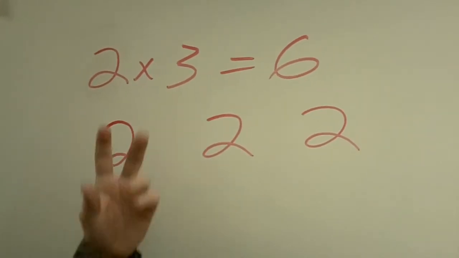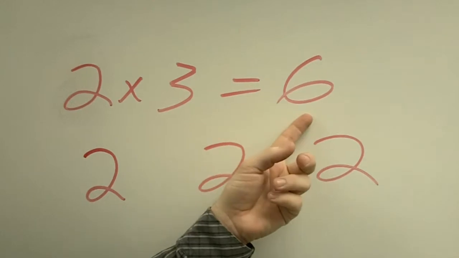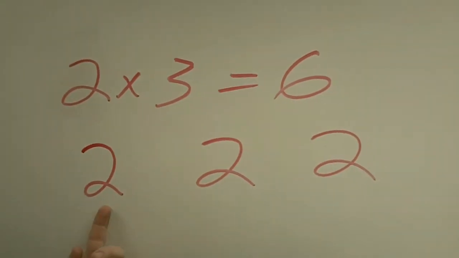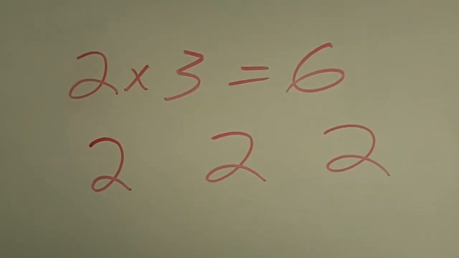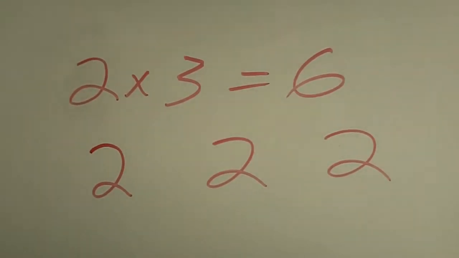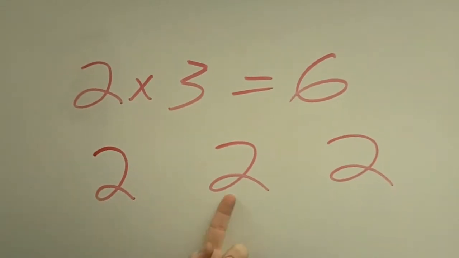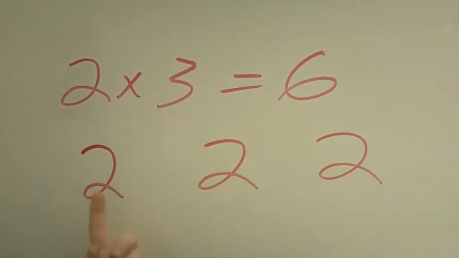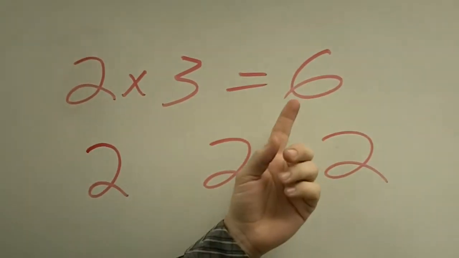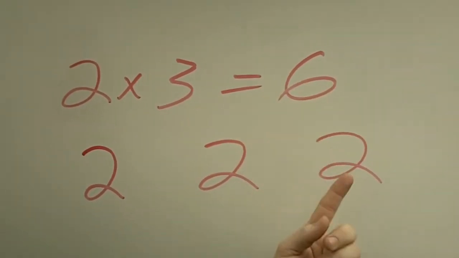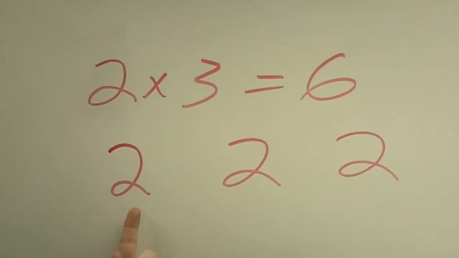So yesterday we had this problem of 2 times 3 equaled 6, and we had these 3 2's written down. Well, if we look at it from a division standpoint, we would say there were 3 groups of 2 in 6. Or in other words, we could divide 6 into 3 equal groups of 2.